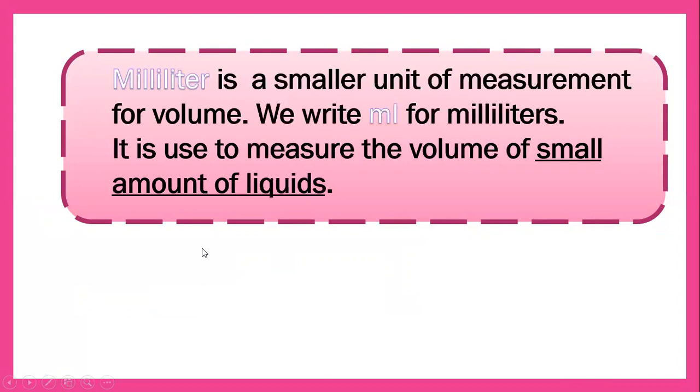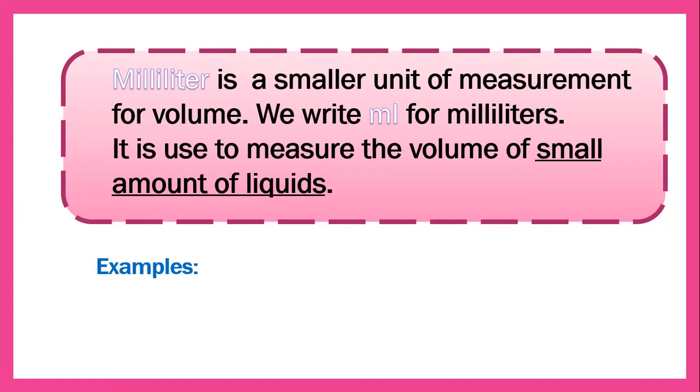Next is milliliter. Milliliter is a smaller unit of measurement for volume. We write ml for milliliters. So ml is the shortened form of the word milliliters. It is used to measure the volume of a small amount of liquids. Again, milliliter is for the volume of a small amount of liquids.